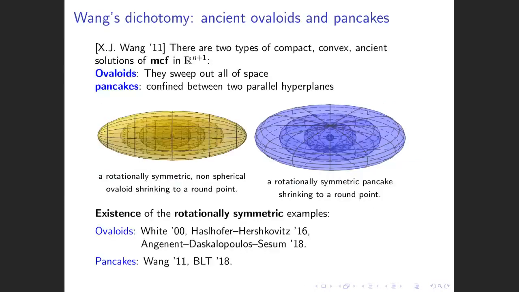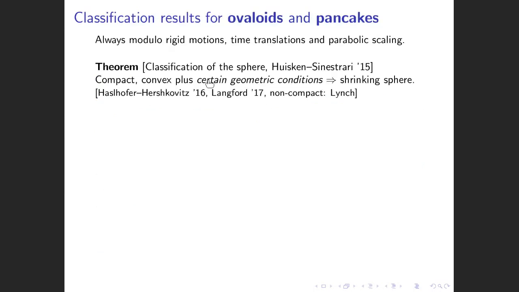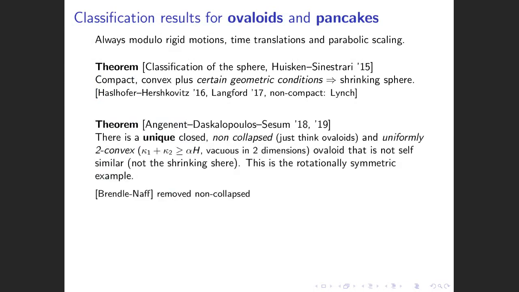Okay, so here also some geometric condition is necessary because of the existence of the rotationally symmetric ancient oval, which is not a sphere. So what do we know about that? This is a theorem by Angenent, Daskalopoulos, and Sesum, where they showed that there is a unique closed, noncollapsed and uniformly 2-convex ancient oval that is not a shrinking sphere. So let's see these conditions.